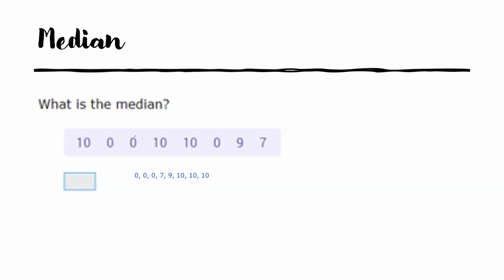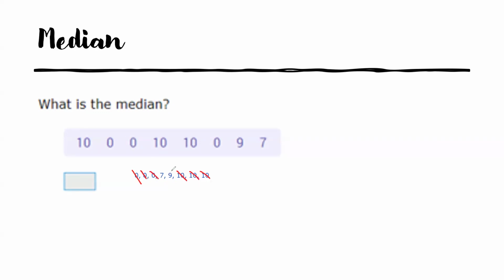So I have 1, 2, 3, 4, 5, 6, 7, 8 numbers. And I reordered them. I still have 1, 2, 3, 4, 5, 6, 7, 8 numbers. That can be a quick way to double check that you didn't miss anything. All right, let's find our median. Let's find the middle. So we're going to cross them off, one from each end as we keep going.